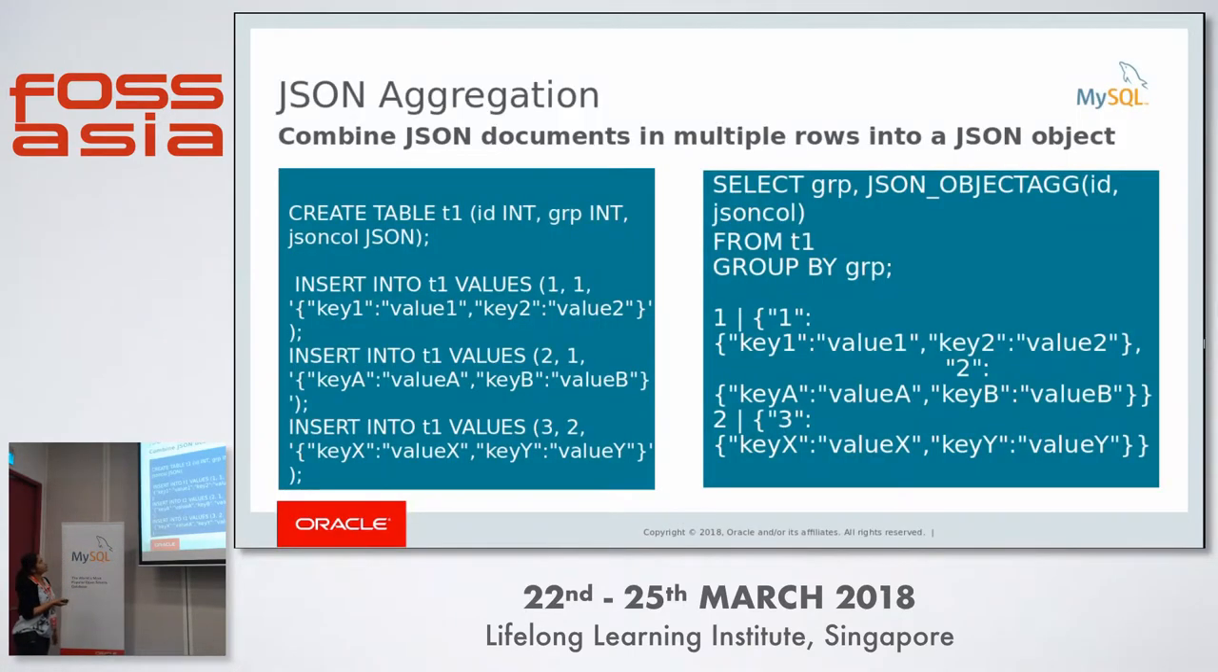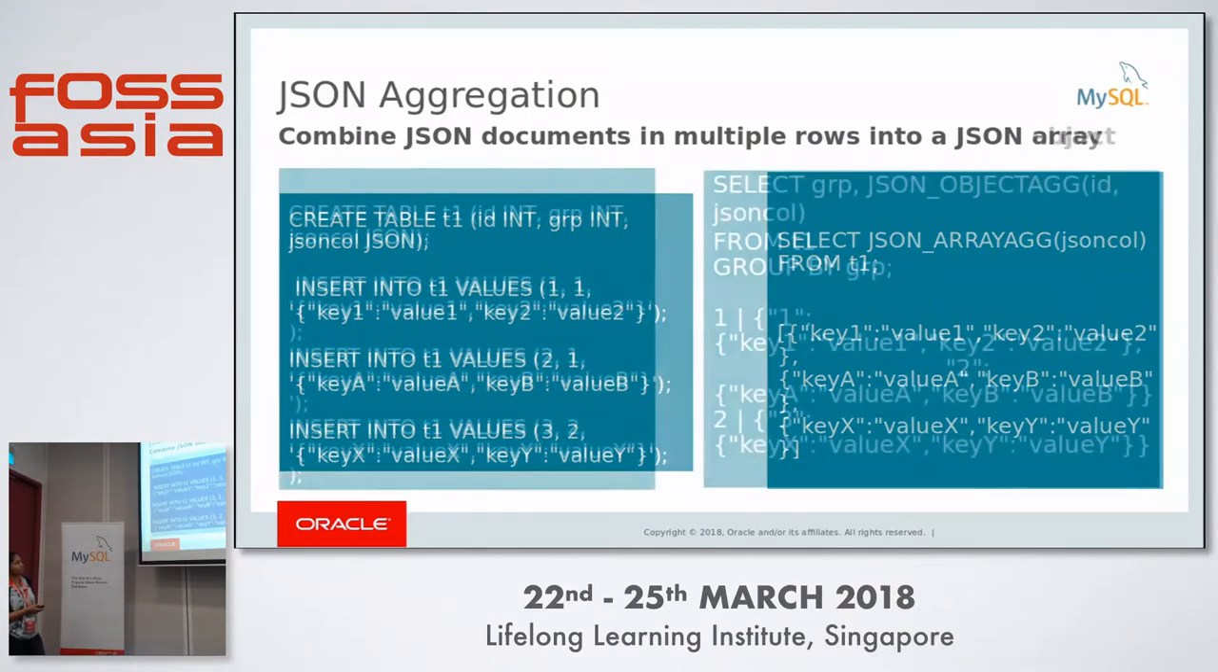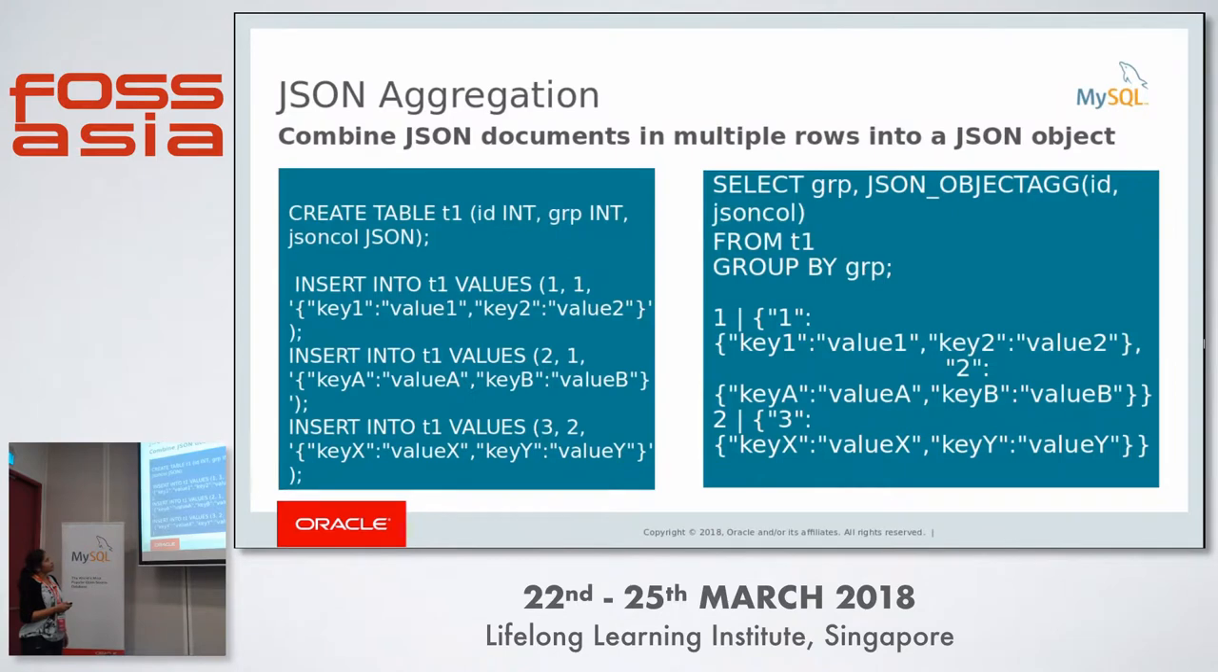And the next is the JSON object aggregation, which can be used to create a JSON object. The previous one was for creation of an array. This is just for objects. As you see here, you can use it in your group by queries to get the list of all the objects that are present in your group. That way you can leverage it.